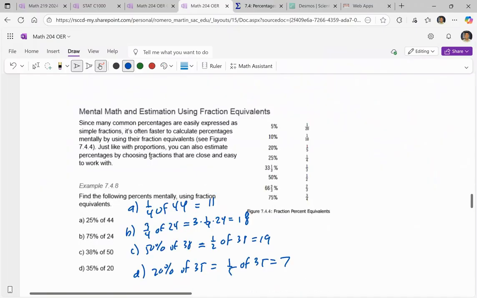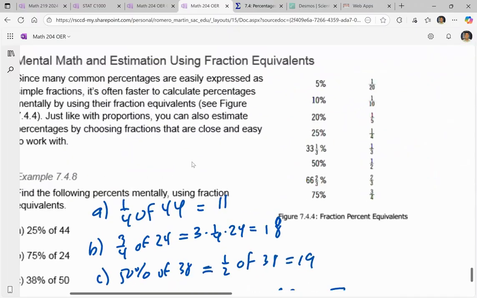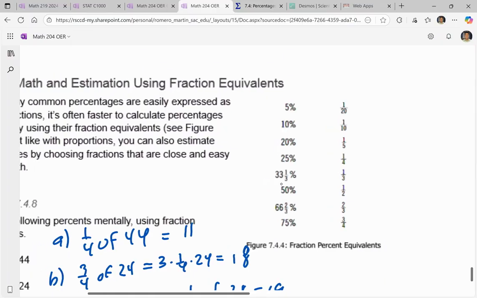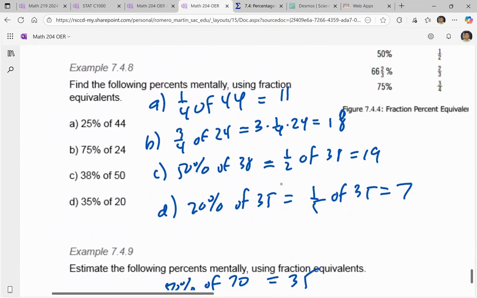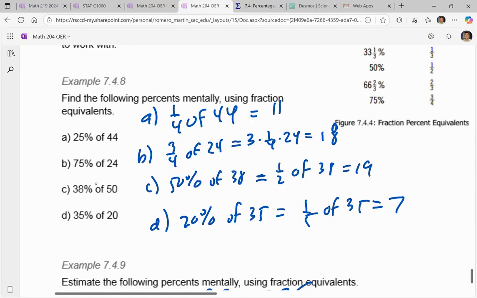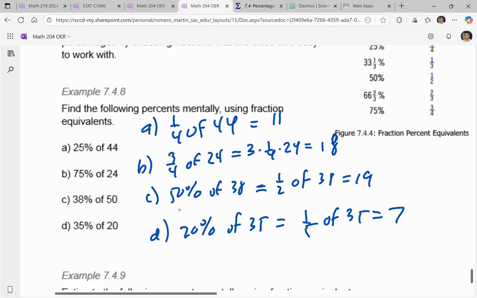We end the chapter on mental math and estimation because a lot of times you want to be fluent in the language, right? So we learn that certain fractions have equivalent decimal values, but those can be compared to percents also. As we see 5%, 10%, 25%, we know those fractions. And so when we're taking percentages, we can just use the fraction instead. Actually, 25% of 44 is 1/4. 75% is 3/4. So we don't have to go through all of that process. We use our mental math here.